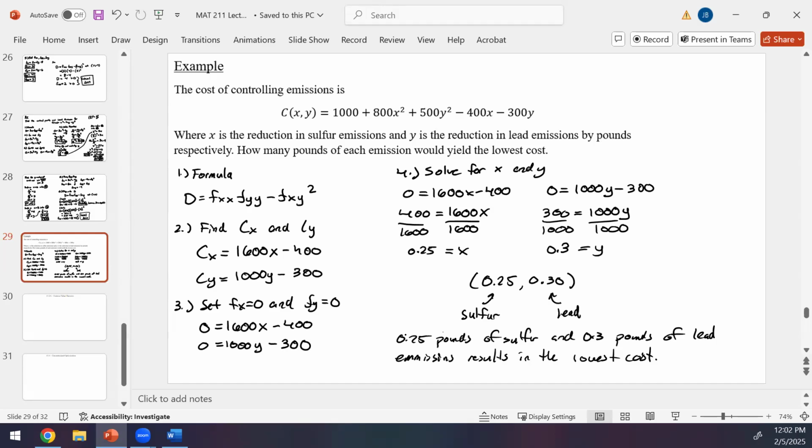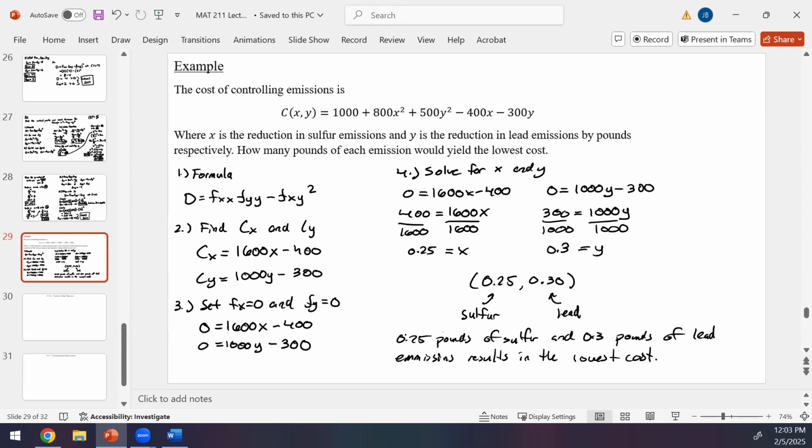plug into formula. Now, if you're wondering, well, what happened to the whole D equation? Why didn't we do that? Well, in this problem, we only had one critical point. And 90+% of the time, if you only have one critical point, it's going to be the extrema that you are looking for. So in this case, they said minimize, we had one.